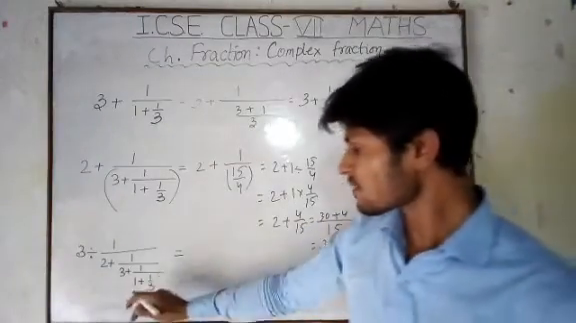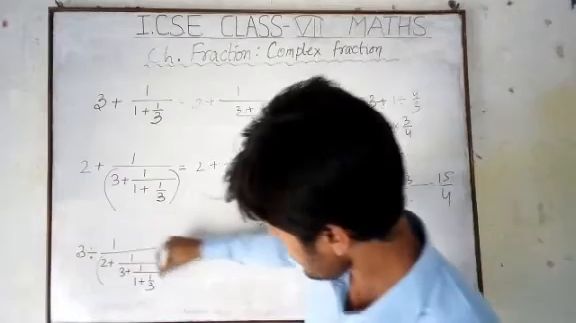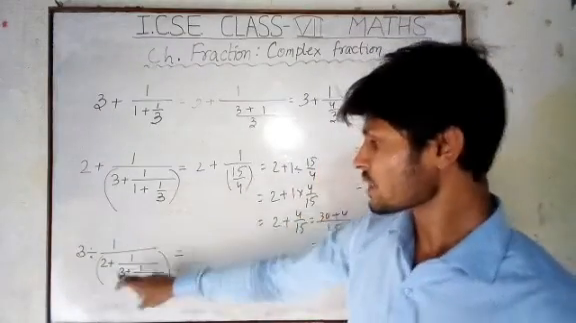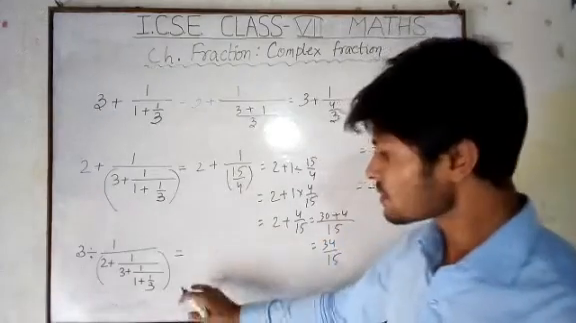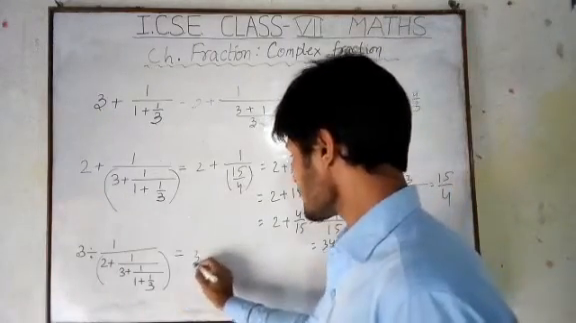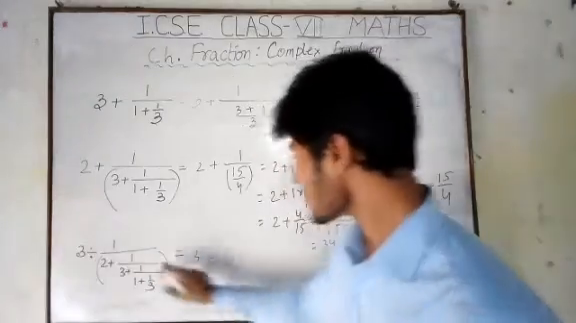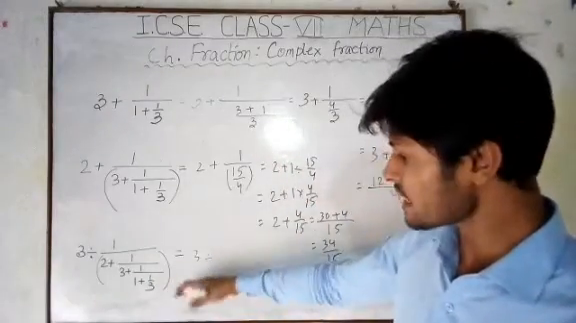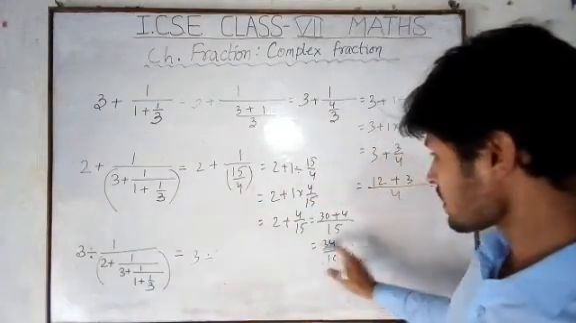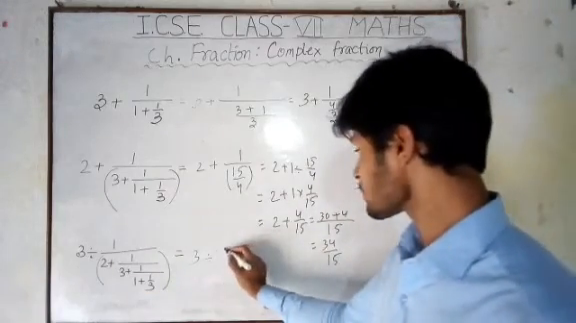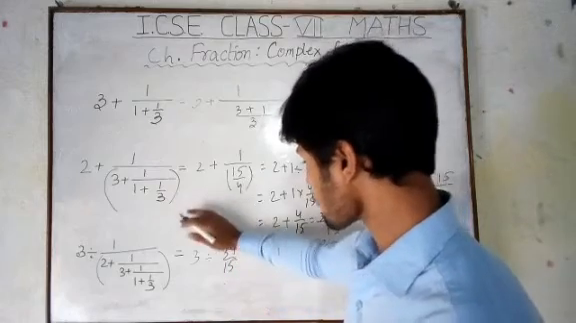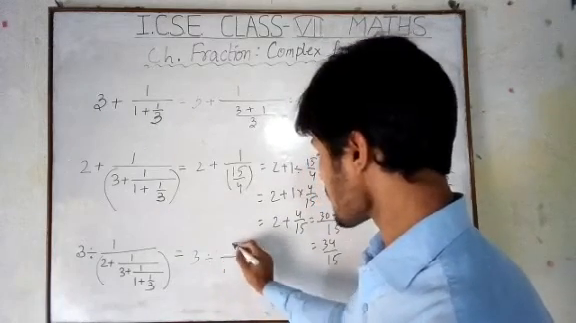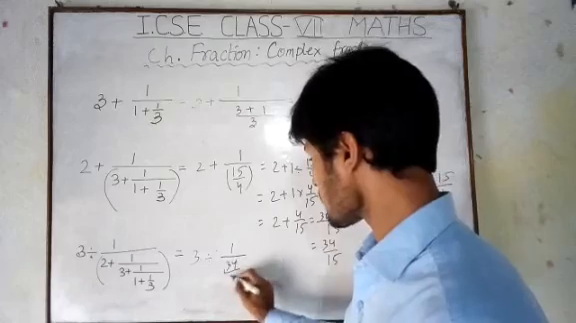Now see the third one. Again you can see this part is given in question 2: 2 plus 1 by 3 plus 1 by 1 plus 1 by 3. So we do the same order for all of it, and we will find that this part will be 34 by 15. Actually it is 1 by 34 by 15.